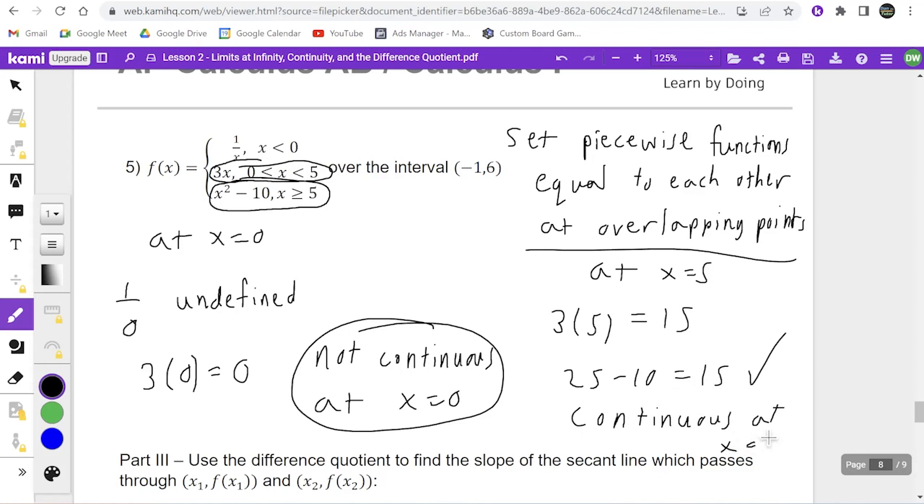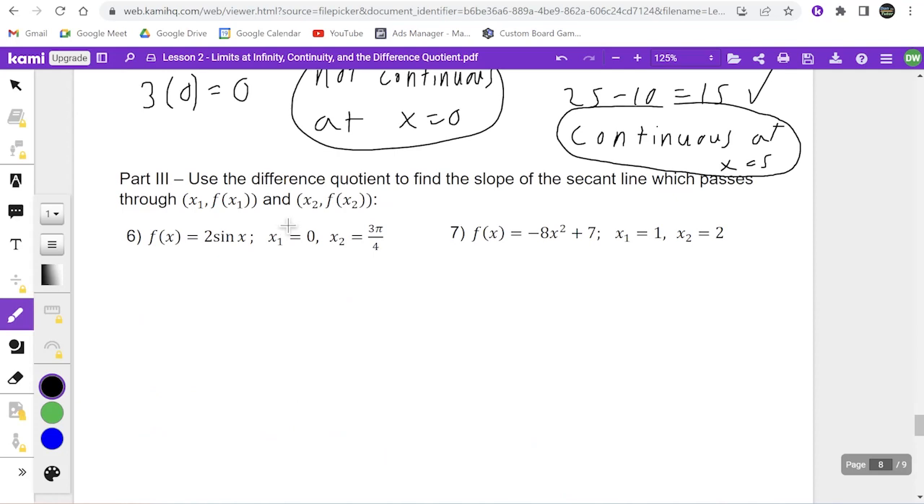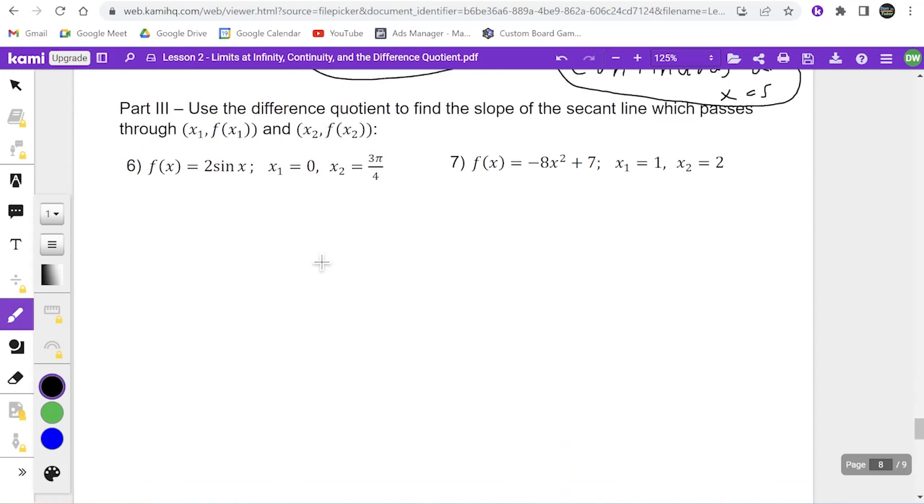So you are continuous at x equals 5. And so basically for your final answer, you can say continuous everywhere except x equals 0. This is fine for right now because these are really the 2 points I wanted to check. Any questions on number 5? Okay. Now for the last couple, we have 6, 7, and 8 left.